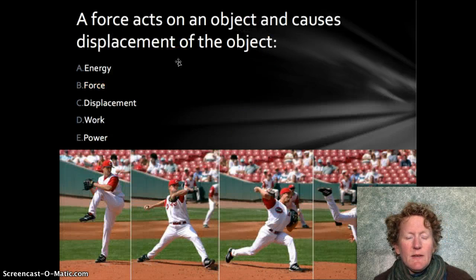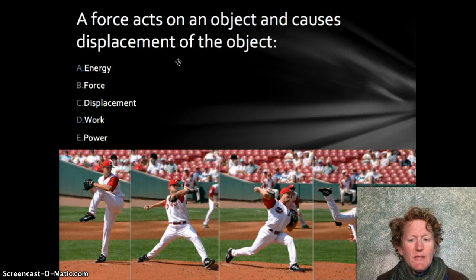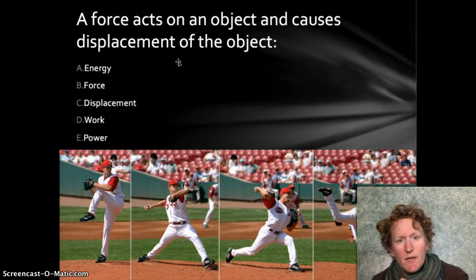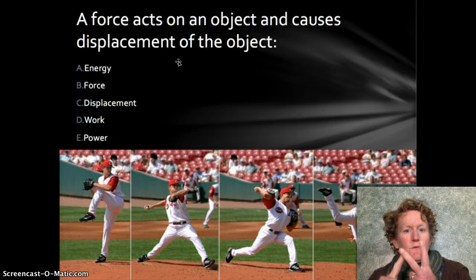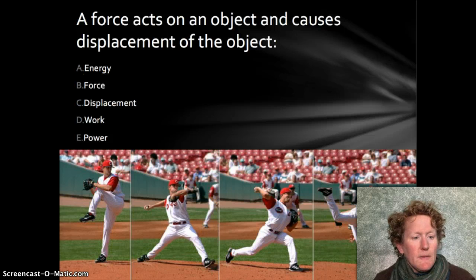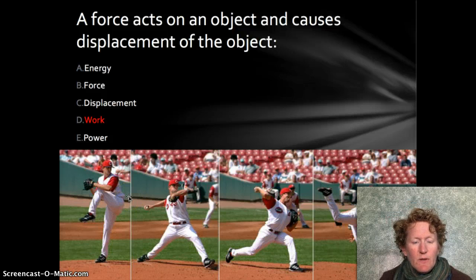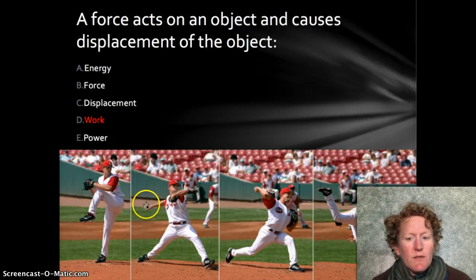A force acts on an object and causes displacement of the object. If you've got a force and you've got displacement, F times D is what? Hopefully you remember that one, it is work. This baseball player here is doing work. He's applying a force to the ball, and the ball is being displaced.